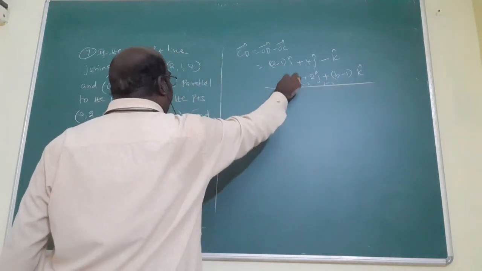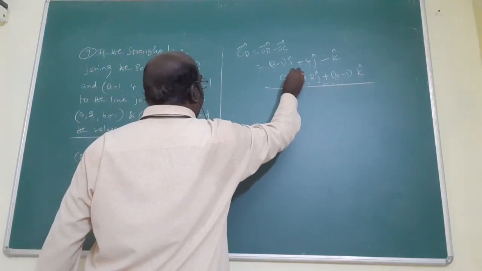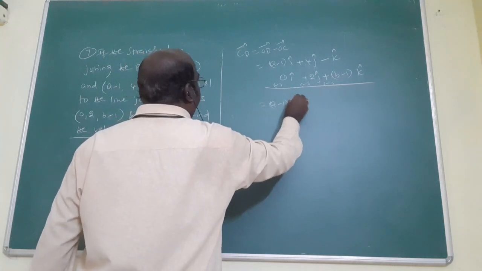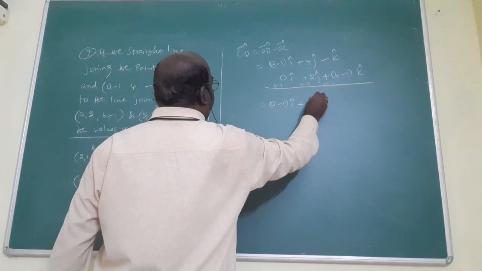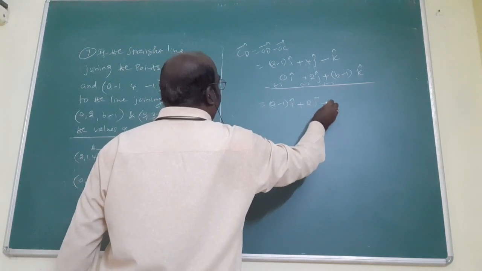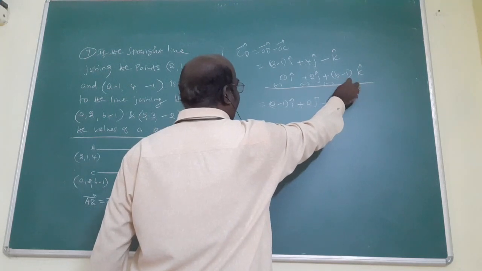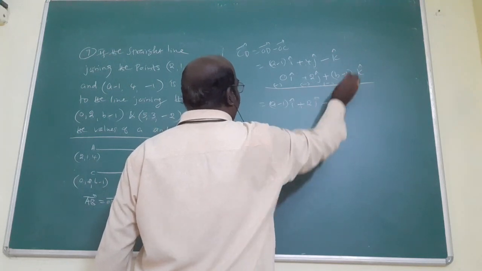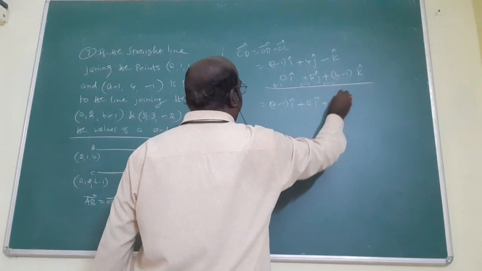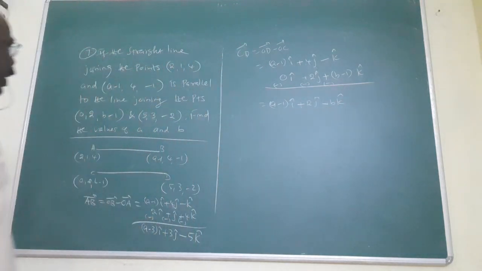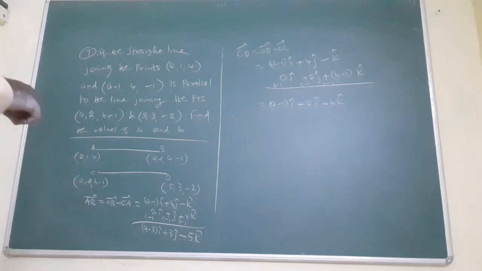I need not write it, actually. Otherwise 0 into i cap. Am I right? Now a minus 1 into i cap plus 2 into j cap. Next, here minus, here also plus. Am I right? Plus 1 minus cancel. Only b k cap. Am I right? Minus b k. Am I correct or not? Minus of b minus 1, that is minus b plus 1.